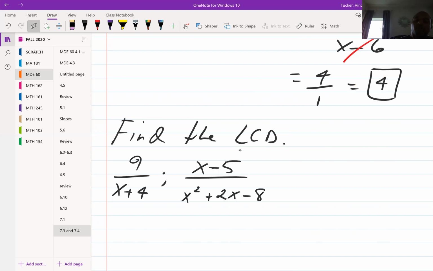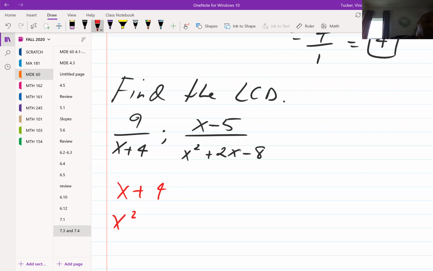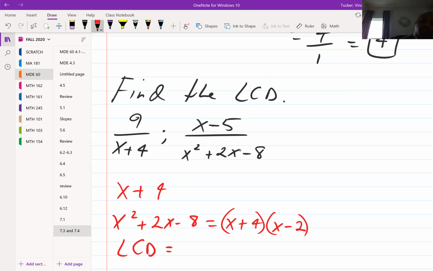So when we look at what we have here, we have x plus 4, x squared plus 2x minus 8, and we want to know what is the LCD. So you want to examine each denominator, factor them out completely. There's nothing you can do with x plus 4, but you can factor out x squared plus 2x minus 8. That's going to be x plus 4, x minus 2.